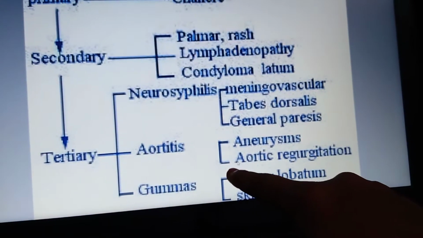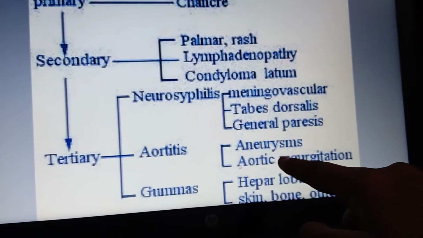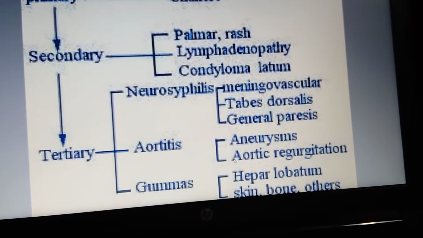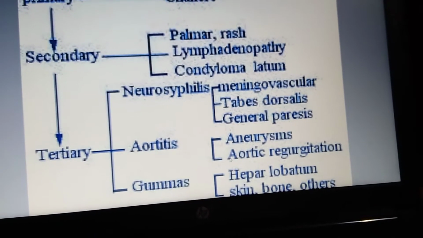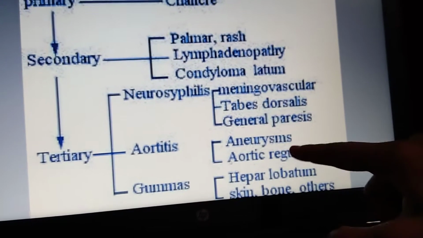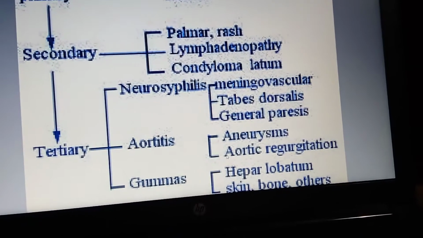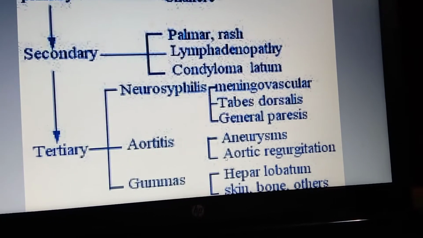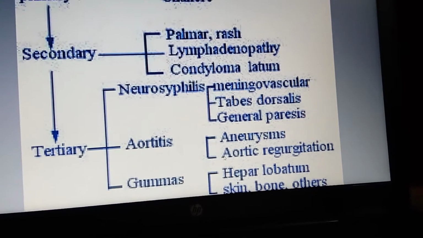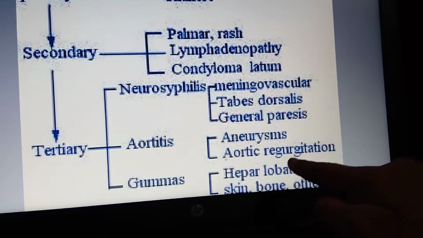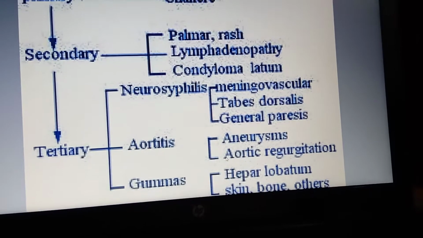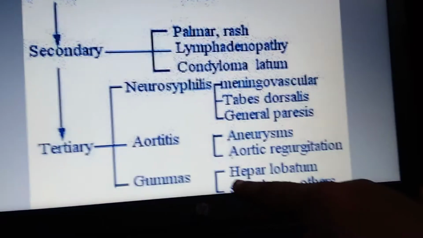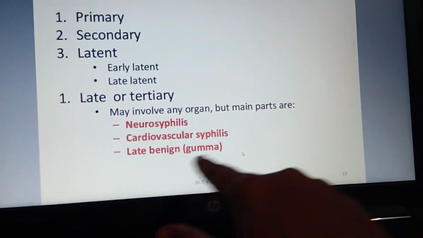And aortitis, meaning inflammation of the arteries. Aneurysms mean a false presentation of the blood vessel; there can be true aneurysms and false aneurysms, where the blood vessel enlarges or bulges, or the area is weakened. Aortic regurgitation means the blood flow in the aorta reverts back. And gummas, already explained, are nothing else but the late benign form.